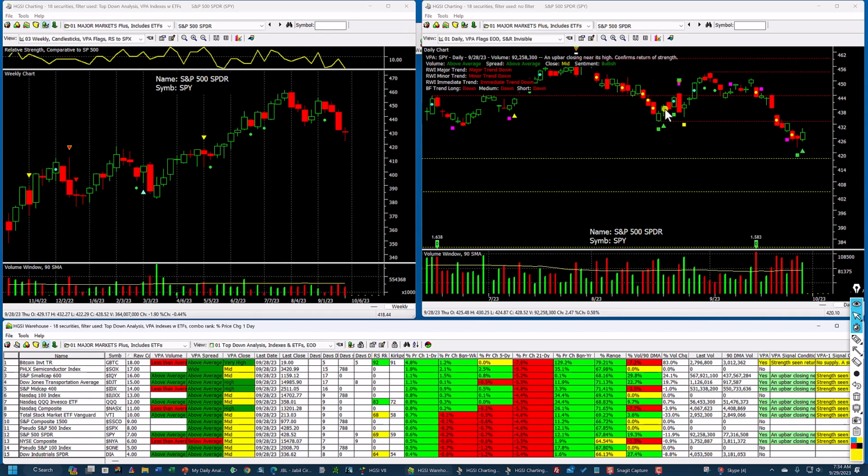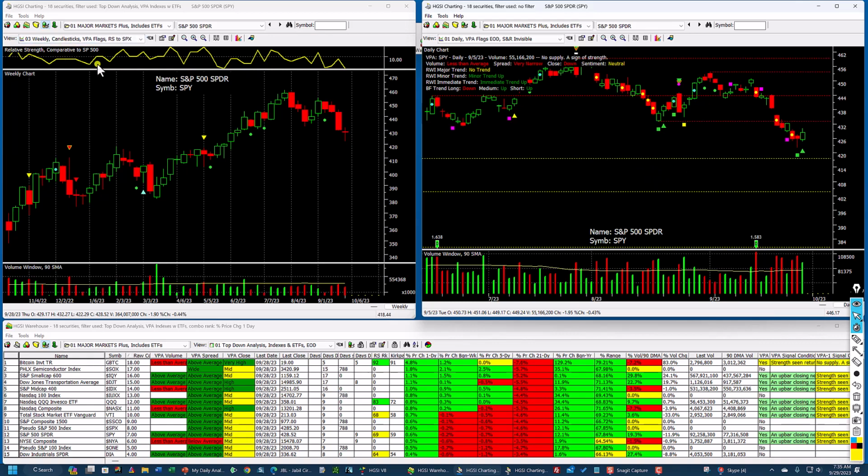Let's see, here was a test. It's moved up, and then a shakeout, and then here's another test, strength seen returning, which is really a confirmation of these back here. No supply, but those didn't follow through. There was no testing which followed through.